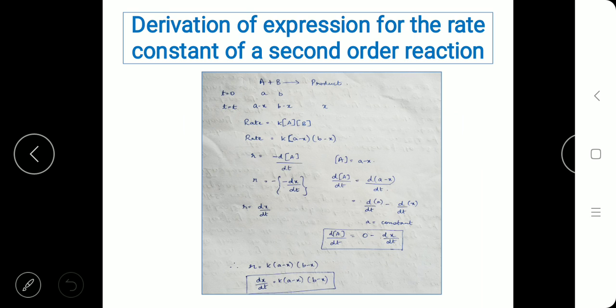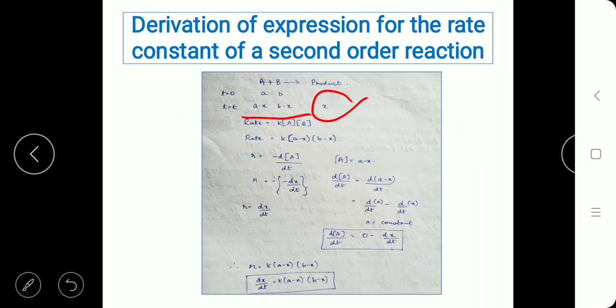So at time t equal to 0, the concentrations of reactants A and B would be small a and small b respectively. And here we know at the initial stage no amount of product is formed. Now at time t, let's take some amount of product formed, x, and the concentrations of A and B would be a minus x and b minus x respectively.